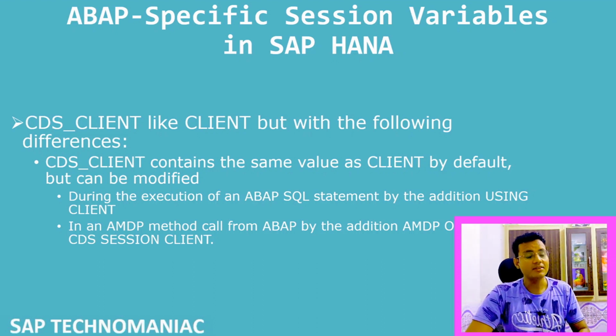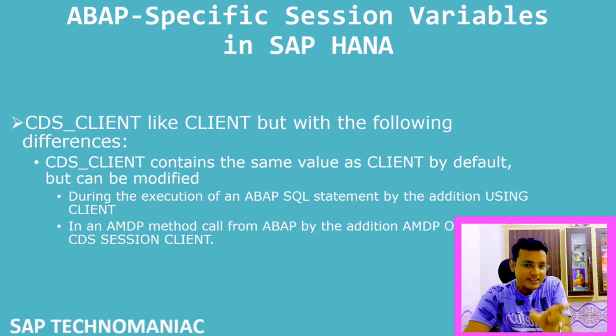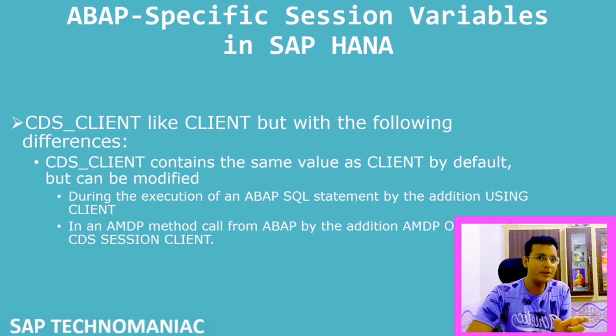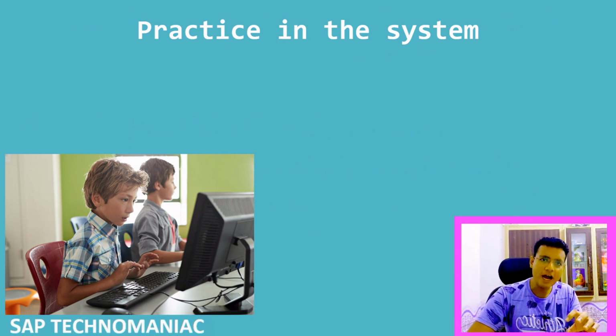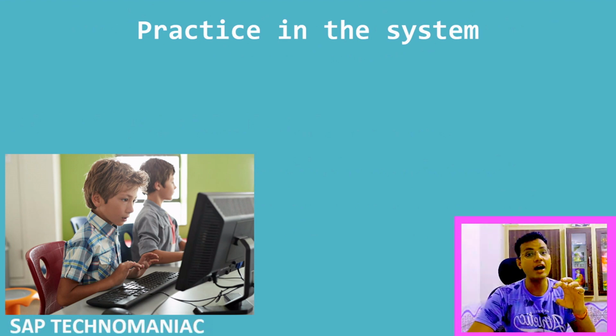The next thing which is relevant for us at this point of time, whenever we call the AMDP method by using the AMDP option CDS session client, this client value will be passed to the CDS underscore client. Why we have to pass? What is the use? We will see. But before that, we will jump into the system and we will try to see how to access those variables, this HANA specific global variable, in our AMDP procedures and AMDP function.